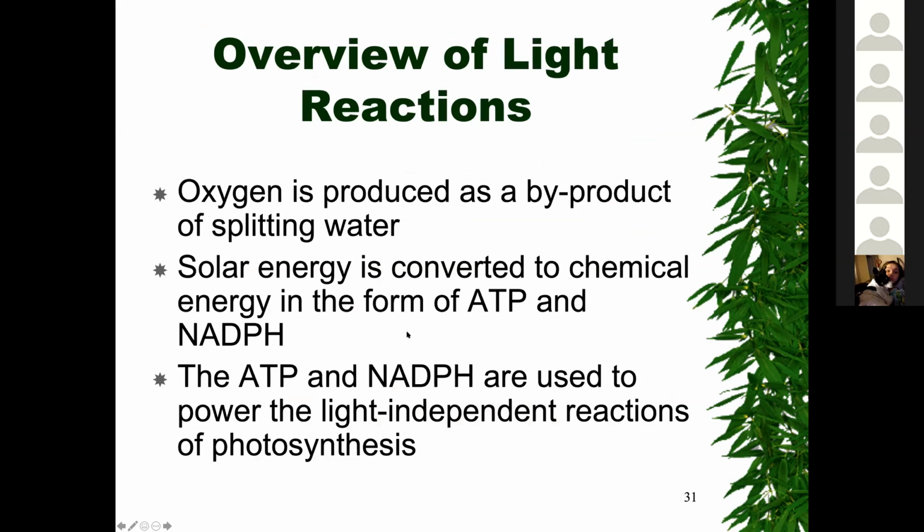An overview of the light reactions. Oxygen is produced because water is split. Oxygen comes off as molecular. So you have H2O. Oxygen comes off as molecular O2. And the two hydrogens are energized to go into the production of energy. Solar energy is converted to chemical energy in the form of ATP and NADPH. And these molecules are used to power the light-independent reactions, which are the Calvin cycle.